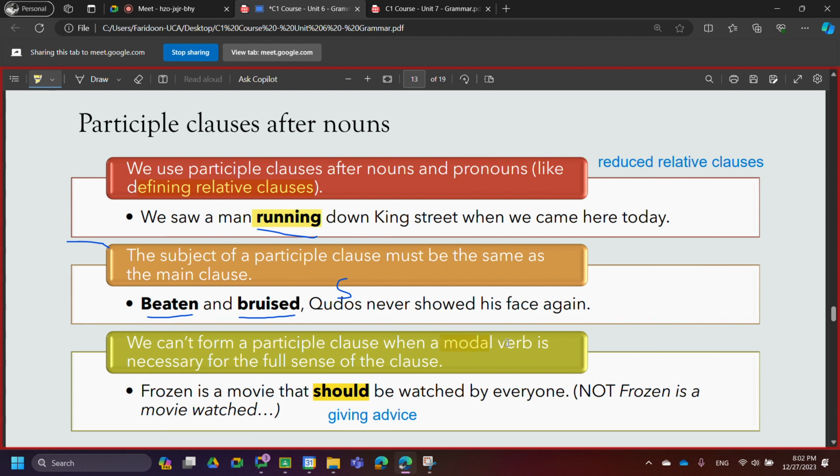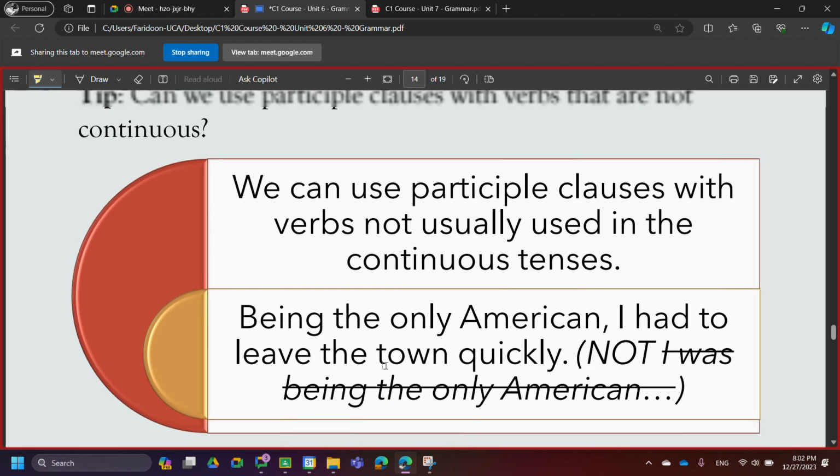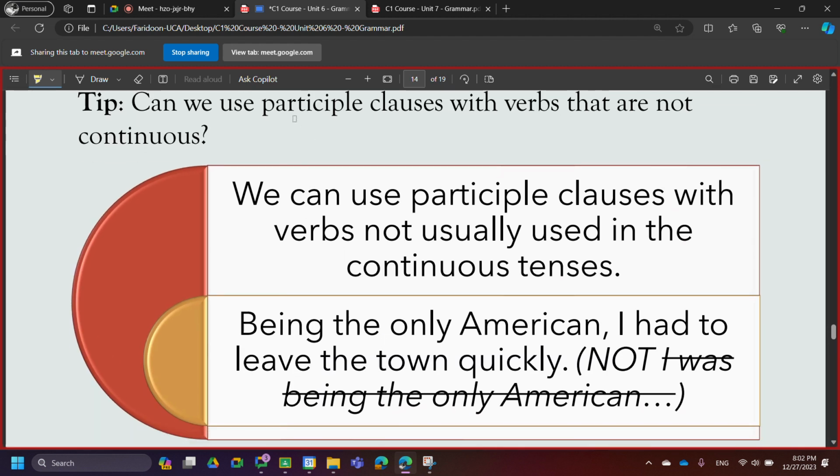It's a modal verb and it has this meaning. Now, since this is a modal verb, we cannot really change the clause into a participle clause because we will lose the information. Okay, we will lose the actual meaning. Okay, continuing. So a tip here, can we use the participle clauses with verbs that are not continuous?